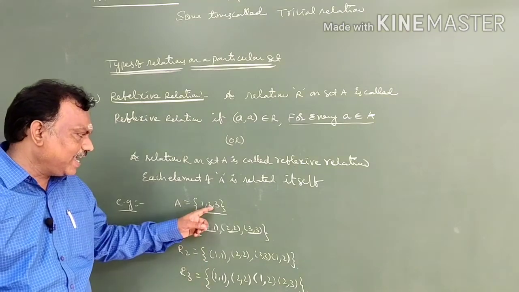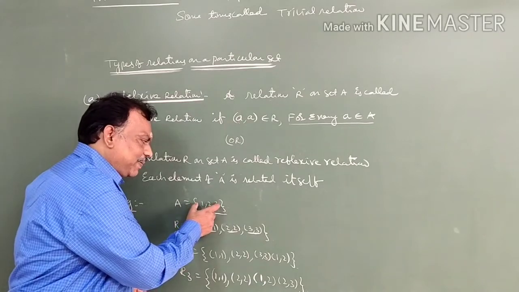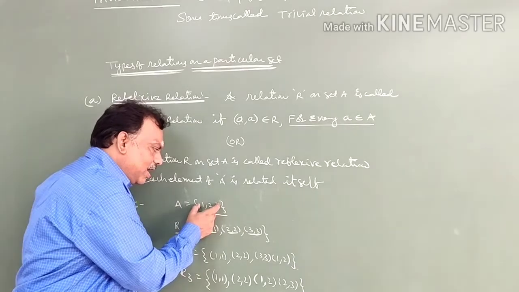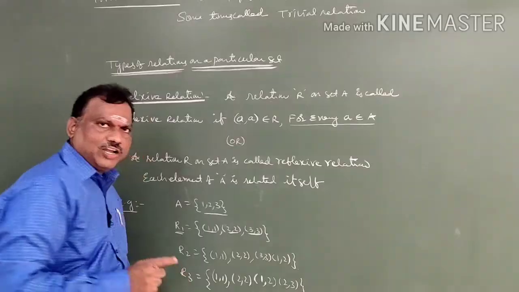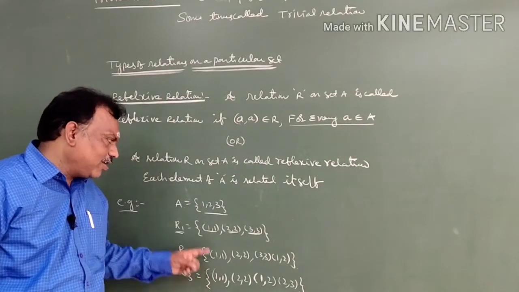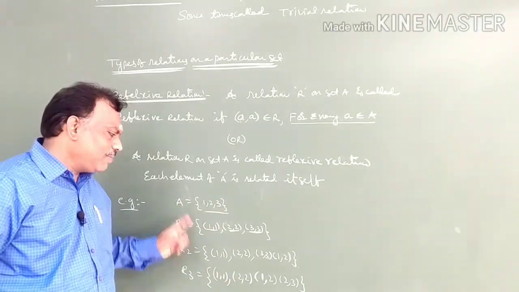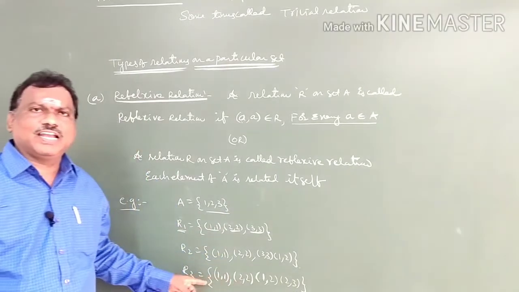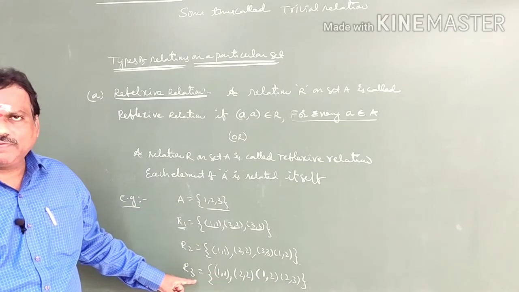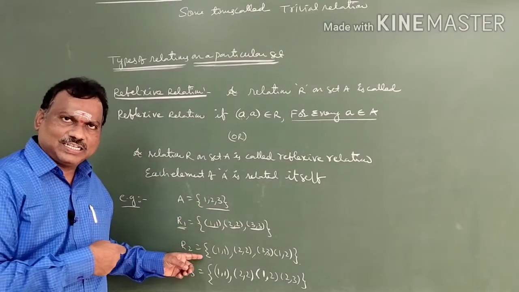You can check R2. Here you have to remember that set A is the reference. You have to check whether all elements of set A are involved or not. That is very, very important. Suppose in the last relation you can observe (1, 1), (2, 2), where 3 is in the set A, but 3 does not participate in the relation as (3, 3). So R3 is not reflexive. That is a very, very important thing. Each and every element should participate in the relation.